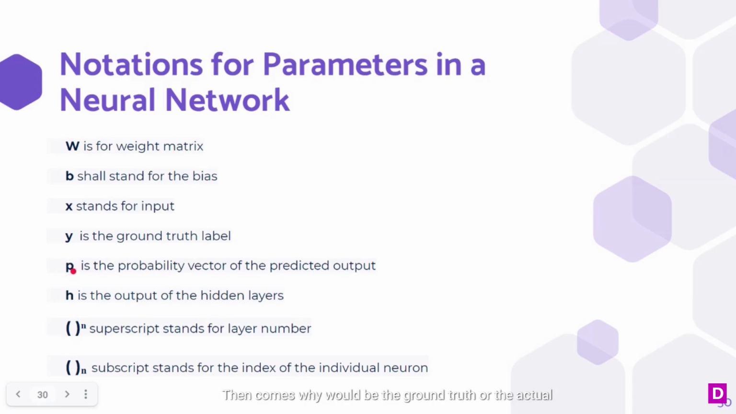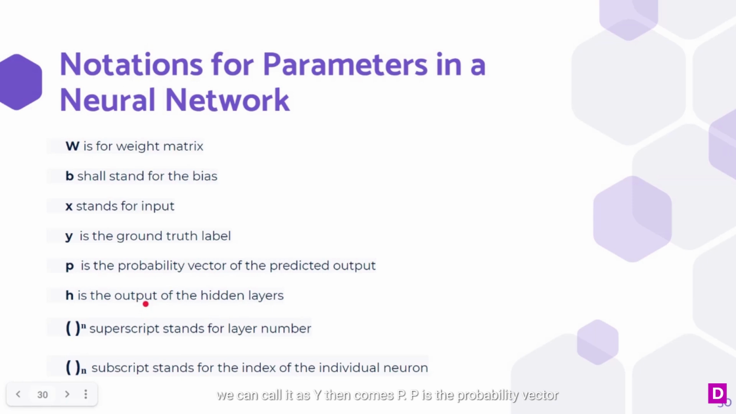Then comes Y. Y would be the ground truth or the actual output of a particular problem. Suppose we are following a classification topology, then we will have 10 classes, right? So 10 classes are the output classes. We want to classify the input signals into one of those 10 classes. So those 10 classes are the actual outputs or the ground truth labels, which we call y.